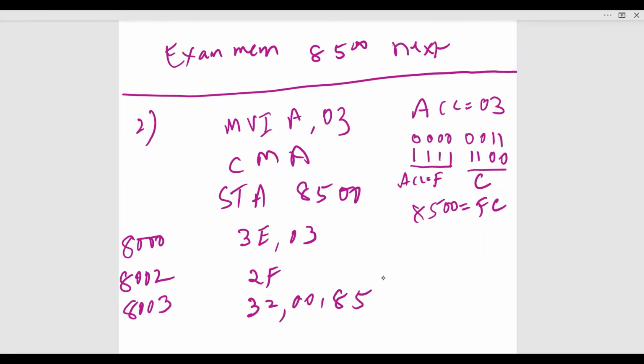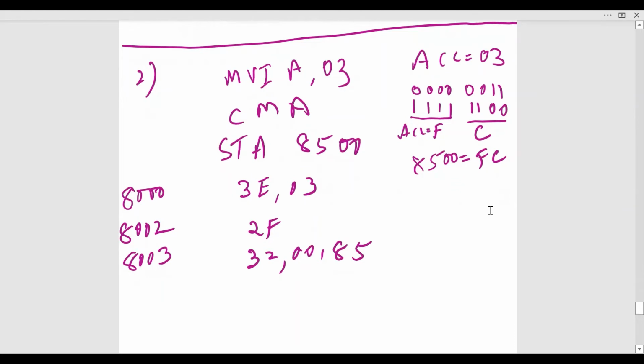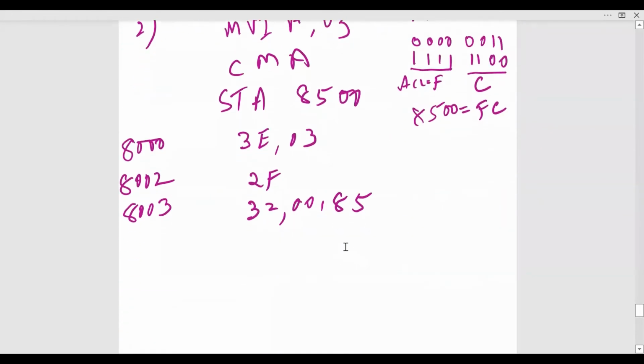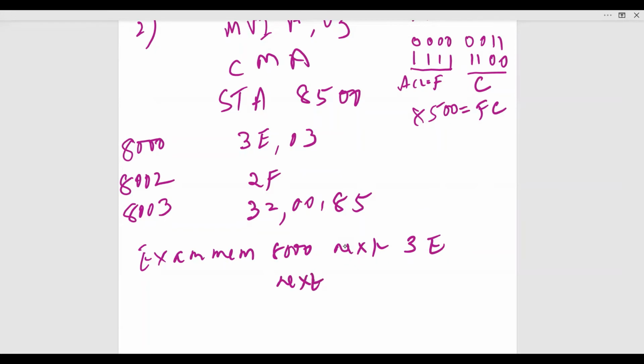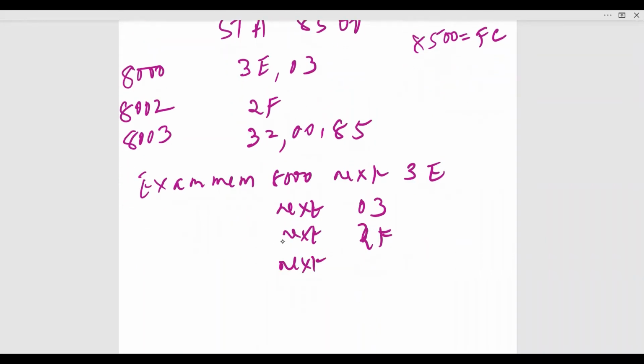So this is the program we're going to feed and check the answer in 8500, and we must get FC as the answer. And the procedure is again the same. What we have to do is first examine memory 8000. First press examine memory, type 8000, and then type next. You can get it at 3E. Next, it will be incremented. Then type 03. Next, it will be incremented to 8002. Type 2F.